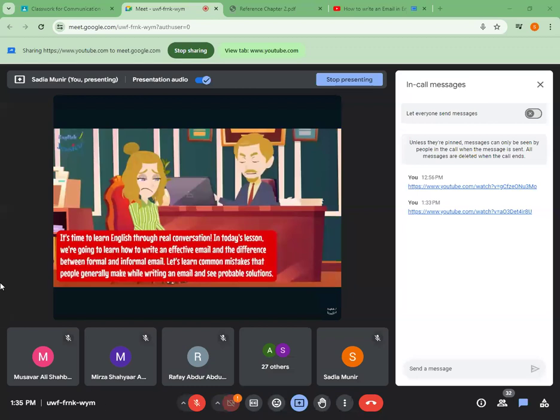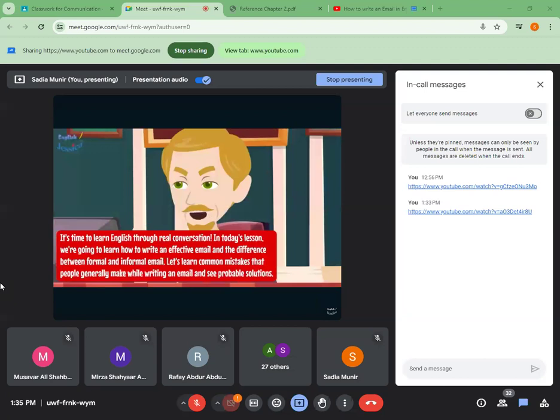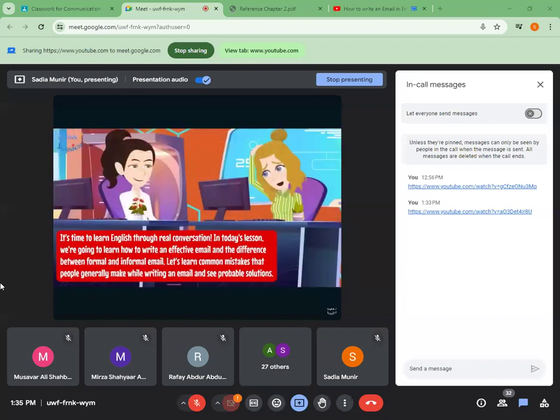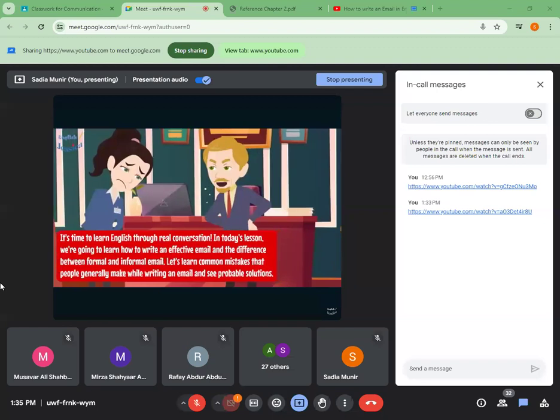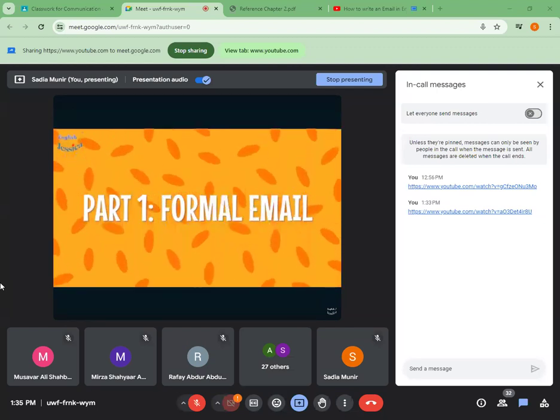It's time to learn English through real conversation. In today's lesson, we're going to learn how to write an effective email and the difference between formal and informal email. Let's learn common mistakes that people generally make while writing an email and see probable solutions. Part 1. Formal email.